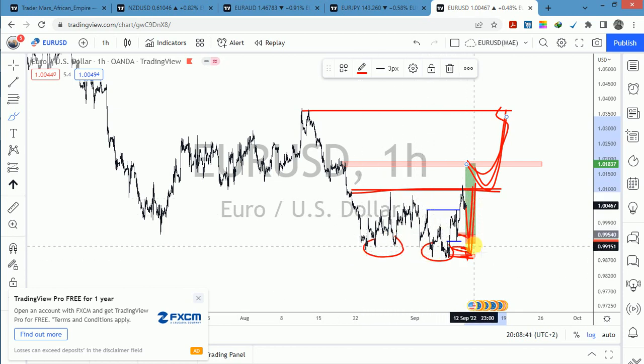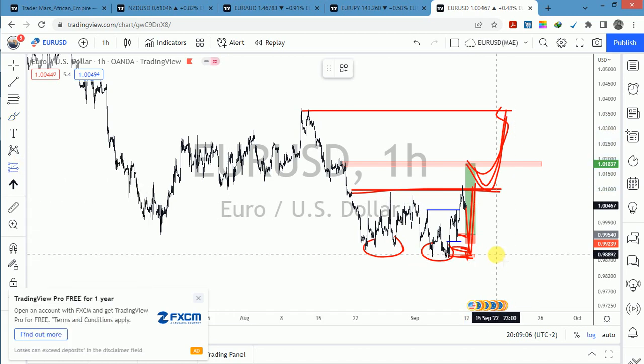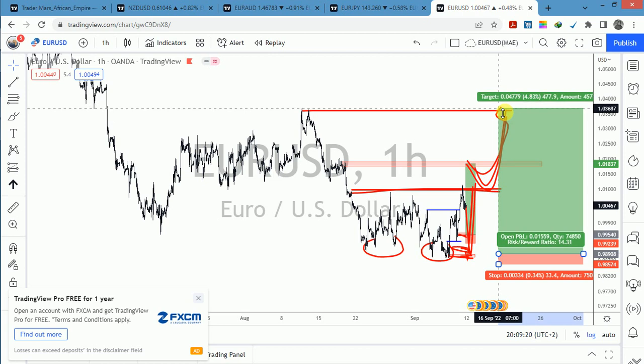So yeah, my entry is going to be around 0.996. My stop loss just below there, and then also I'm going to have a buy limit around 0.989. That will be my buy limit, and then my stop loss for that will be, let's use a tool, just here. I think 30 pips should be fine, and then my take profit would be around 400.